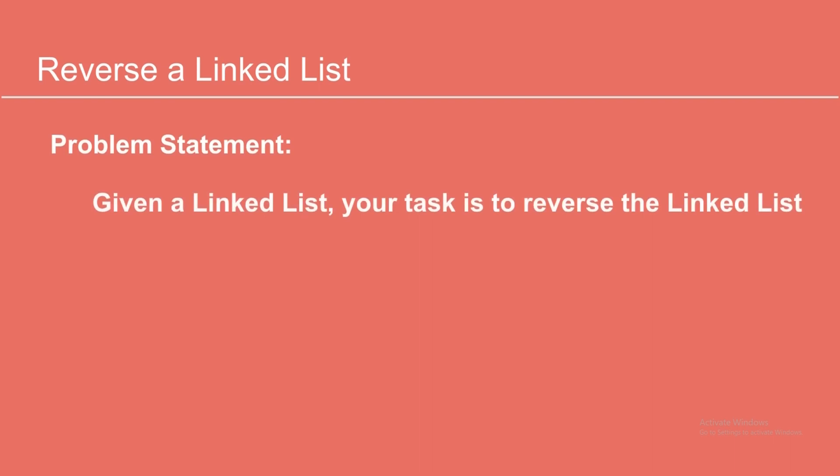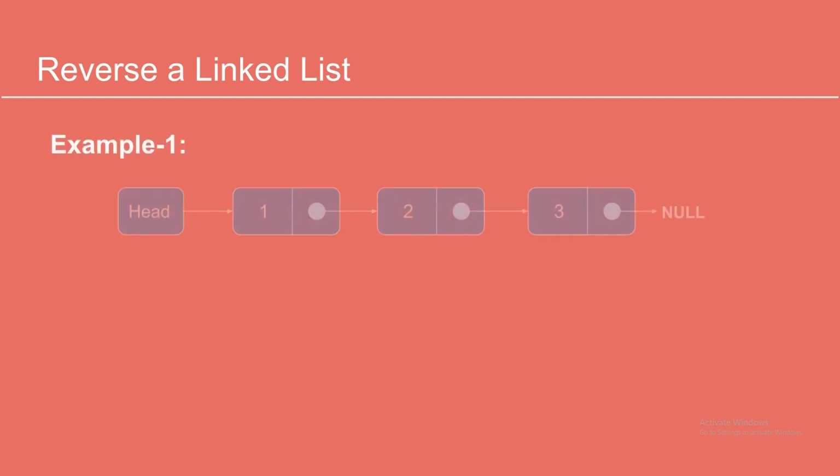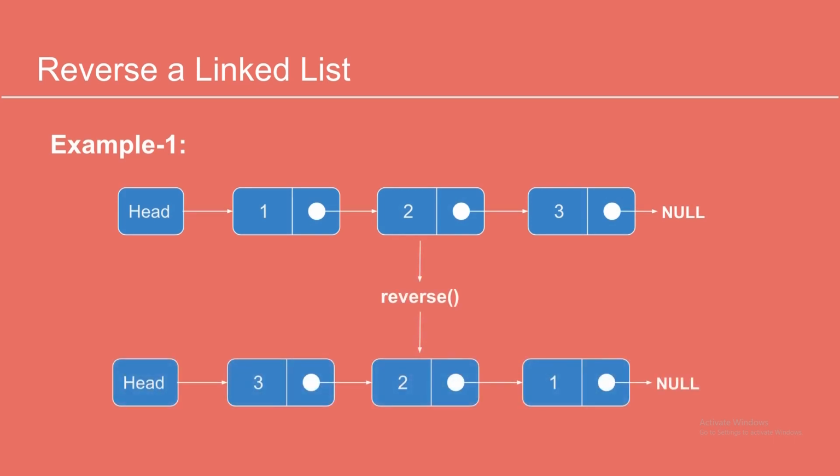We will be given a linked list and our task is to reverse the linked list. Let's understand the problem through some examples. Let's say we are given the following list. After applying the reverse operation, the list will look like the following. So from 1, 2 and 3, the list becomes 3, 2 and 1.